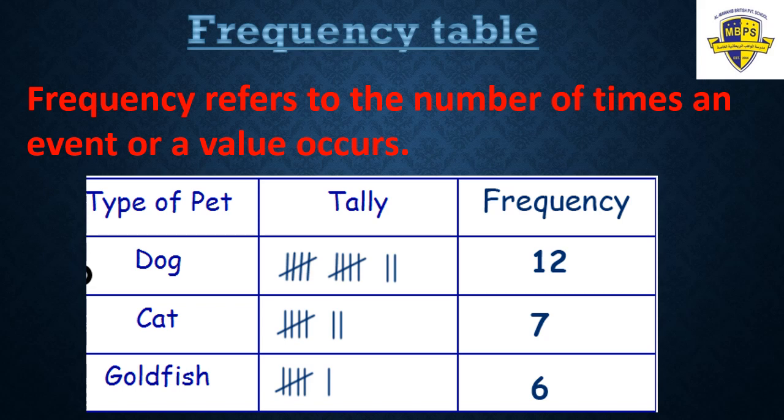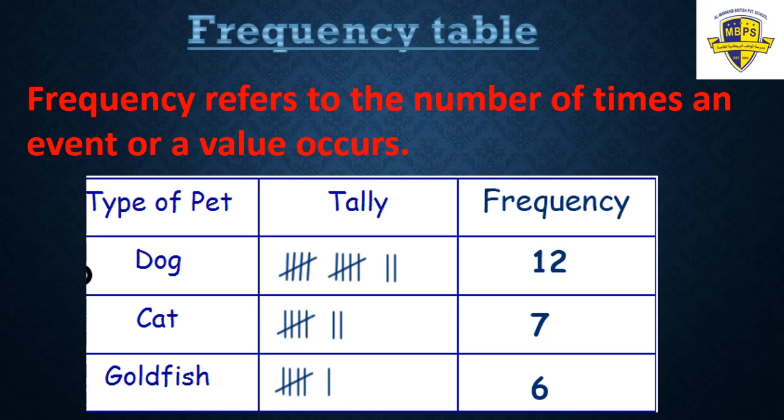The next keyword that we have is frequency table. What do you mean by frequency table? It is the number of times that an event or value occurs. For example, if you look at this table, you can see there are different names of pets like dog, cat, and goldfish. Now you have the tally marks, and then the frequency. If you see in the frequency column, how many people like to have a dog? You can see number 12.